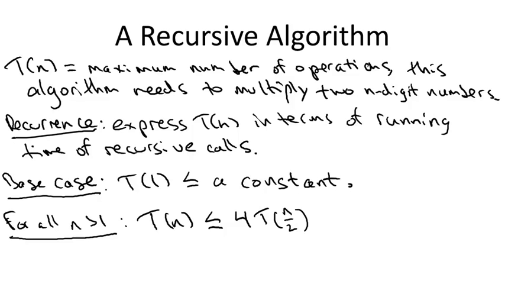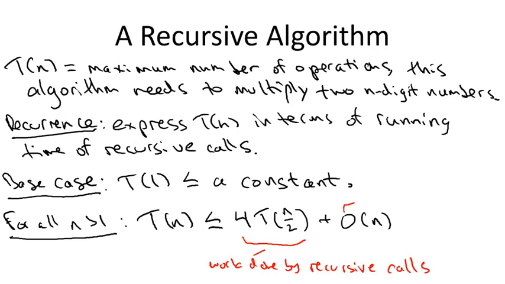So what do we do outside of the recursive call? Well, we pad the results of the recursive calls with a bunch of zeros, and we add them up. And I'll leave it to you to verify that grade school addition, in fact, runs in time linear in the number of digits. So putting it all together, the amount of work we do outside of the recursive calls is linear. That is, it's big O of n.